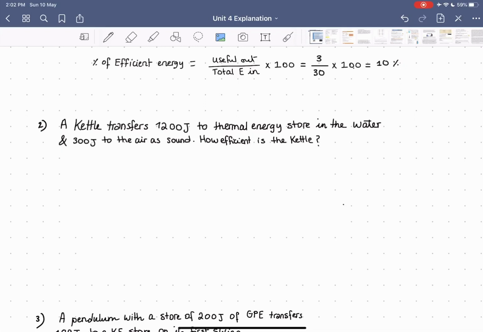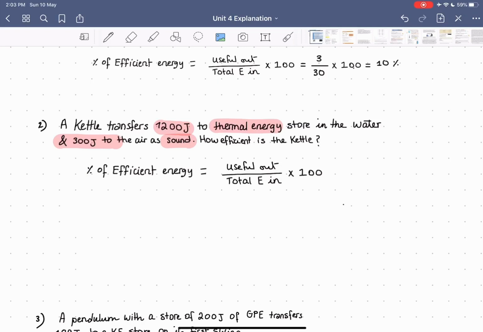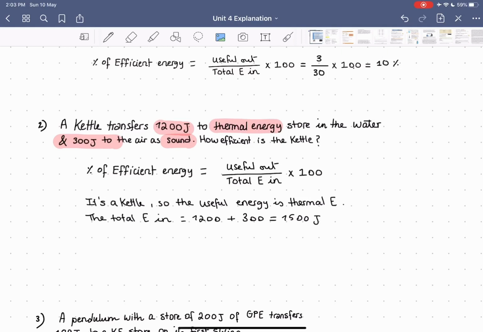We have a kettle that transfers 1200 joules of thermal energy stored in the water and 300 joules to the air as sound. How efficient is the kettle? So they gave us the energy that was transferred as 1200 as thermal, and 300 joules as sound. Okay, so first thing, in order to calculate the efficiency, we will state the formula: useful over total times 100. Now, in such case, the useful energy is what? The useful energy is the thermal energy, because this is why we buy the kettle, to warm up water.